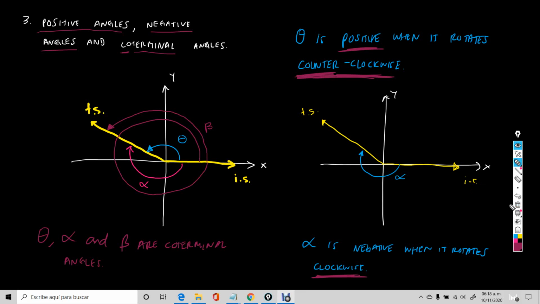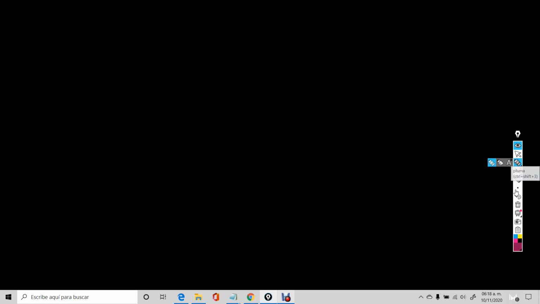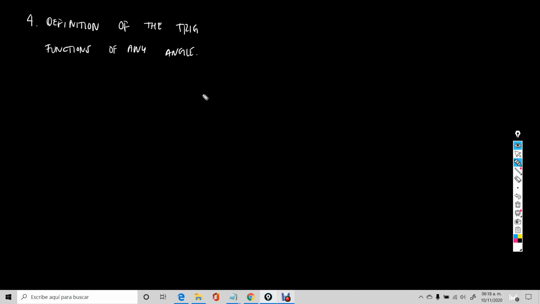So now we have all the context in order to define all of this stuff that I've talked about. It's just the context in order to define what we wanted to define in the first place, which is the definition. I think this is point number 4. The definition of the trigonometric functions of any angle whatsoever. So how do we do that? We're going to do it in this way.